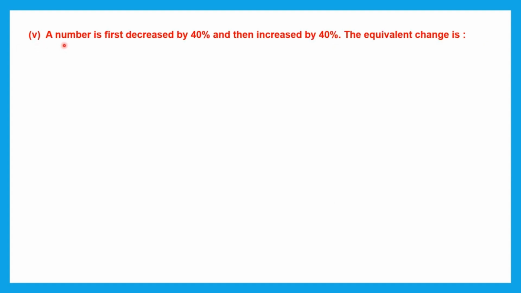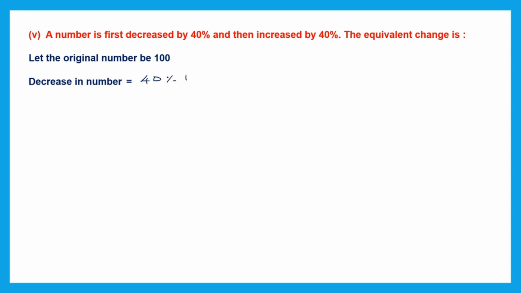Question 5. A number is first decreased by 40% and then increased by 40%. What is the equivalent change? What is the change that has happened? Is there an increase or a decrease, and by what percent? So let's begin by saying that the original number be 100. Then decrease in number is 40%, isn't it? That is 40% of 100.